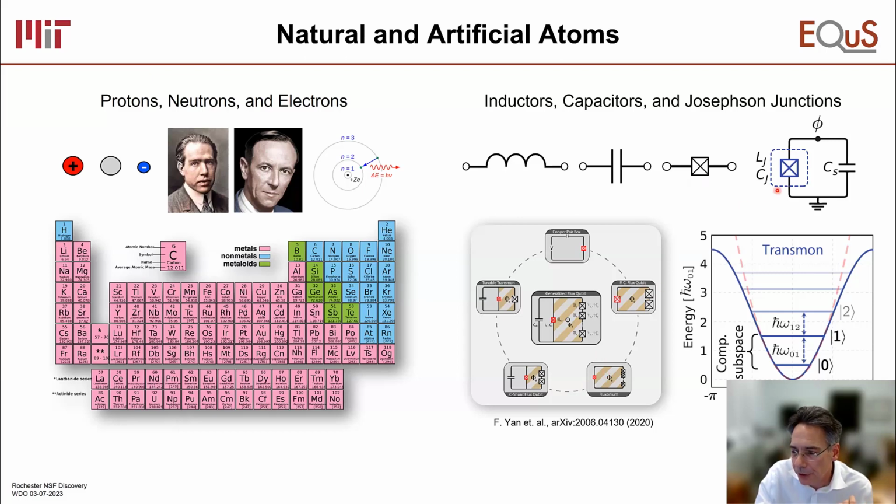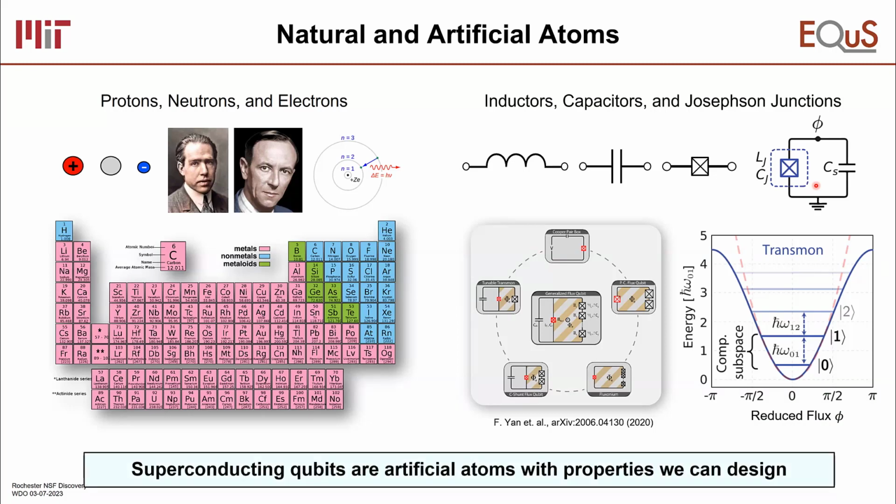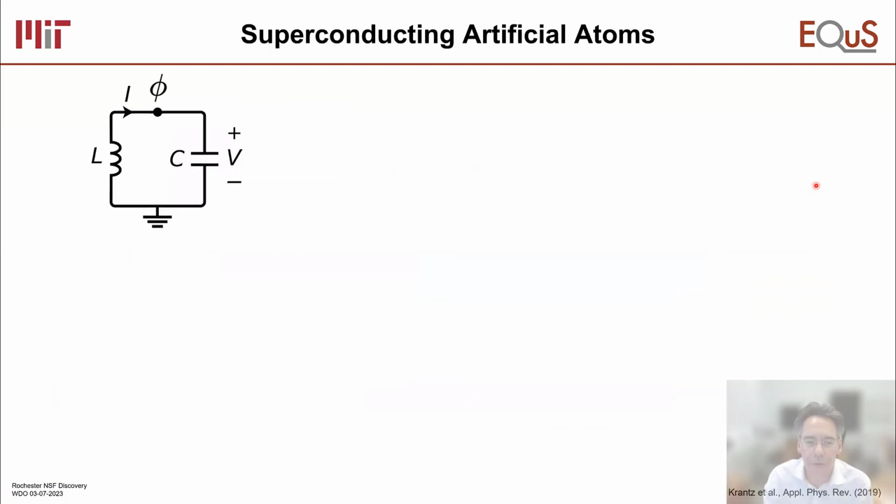And again, by choosing different values and numbers of inductors, capacitors, and junctions, you can come up with different artificial atoms. This one here is the simplest one, called a fixed frequency transmon. It's our hydrogen atom, if you want to think of it that way. So superconducting qubits are artificial atoms whose properties we can design by choosing the values and numbers of these parameters. So let's dig into that a little bit.